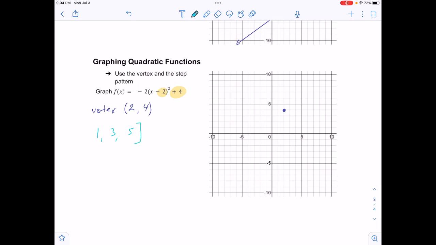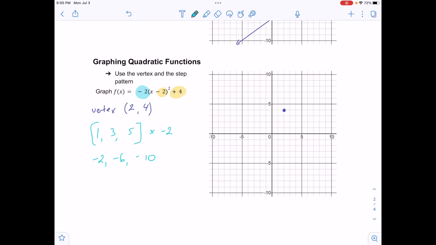What we need to do is change our step pattern to reflect the a value on our equation. In this case, our a value is -2. So I need to multiply this by -2 to get our actual step pattern. 1 times -2 is -2, 3 times -2 is -6, and then 5 times -2 is -10.